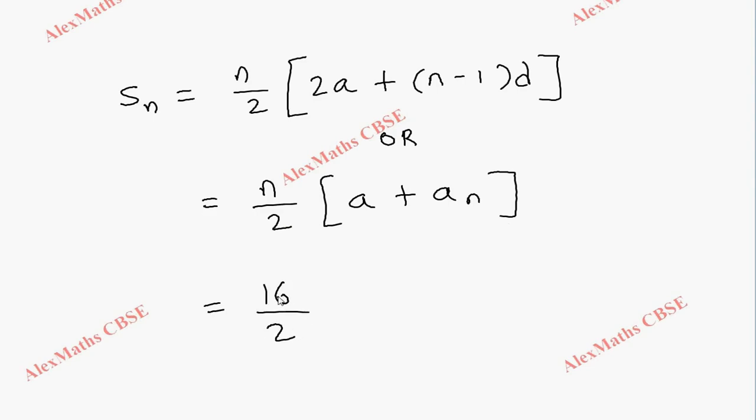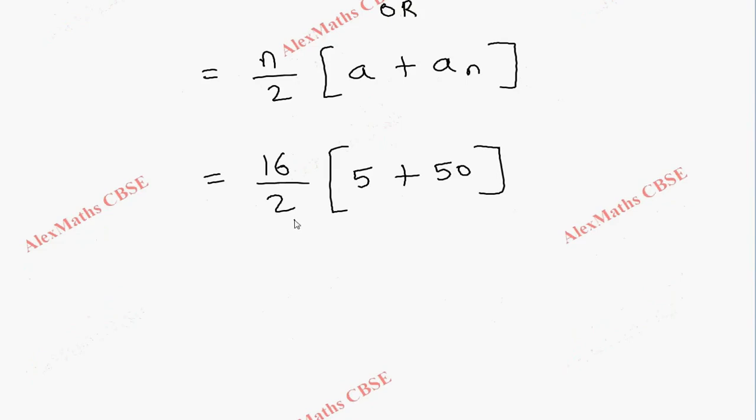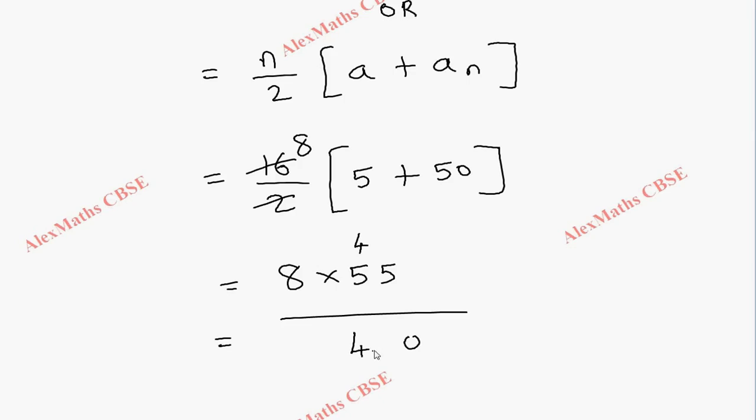Then it is 16 divided by 2, and the value of a is 5 and the value of an is 50. And now we can cancel this. This is 8 times, and now 8 into 55. By multiplication we get 8 fives are 40, again 8 fives are 40 and 440. Totally the value of Sn is 440.